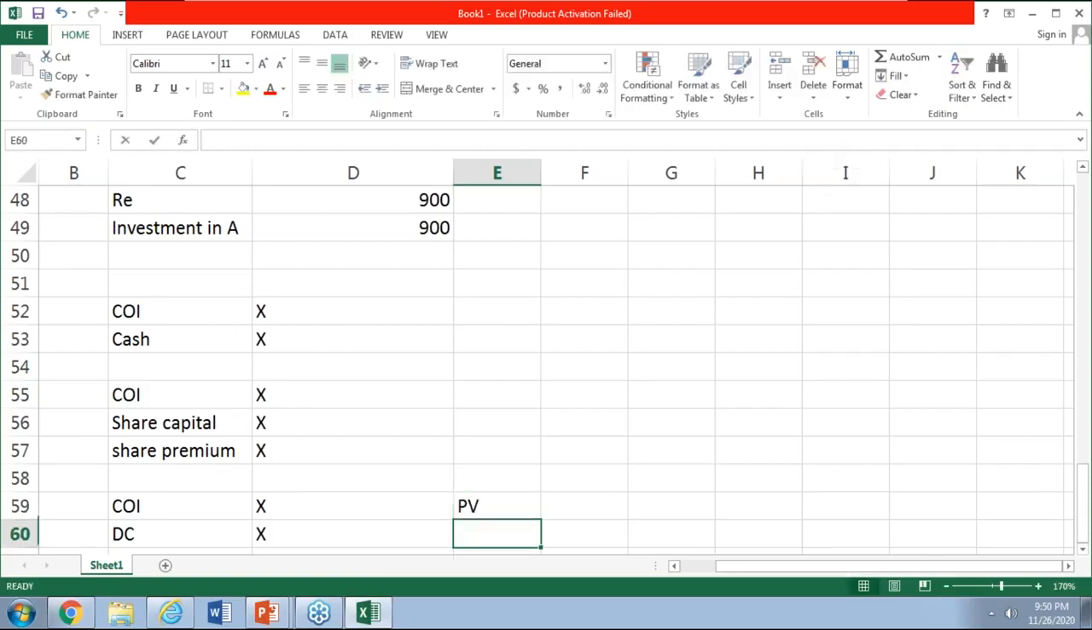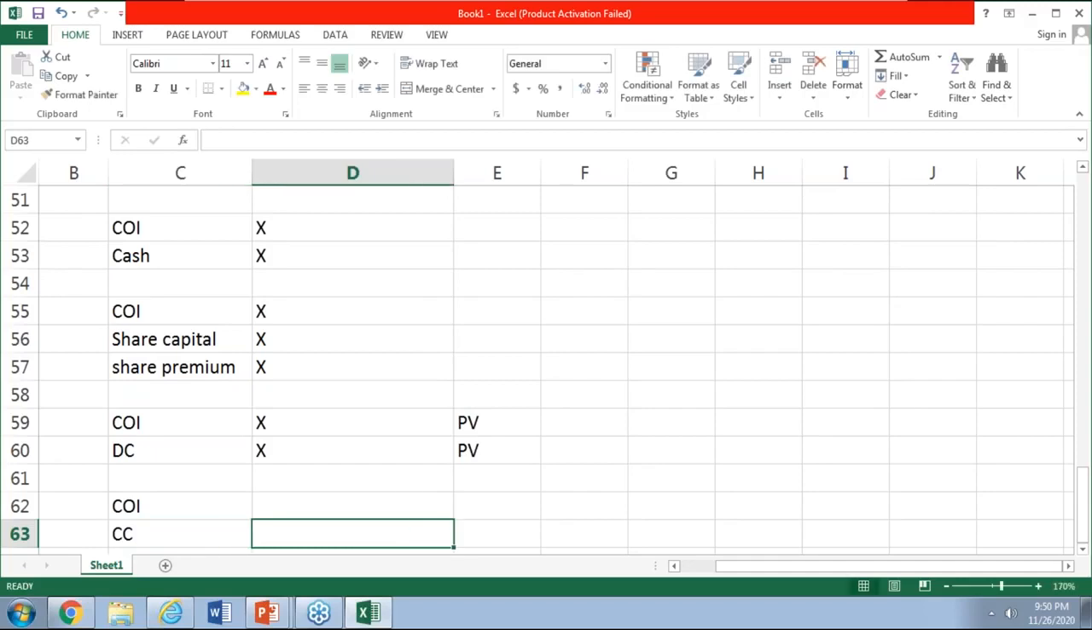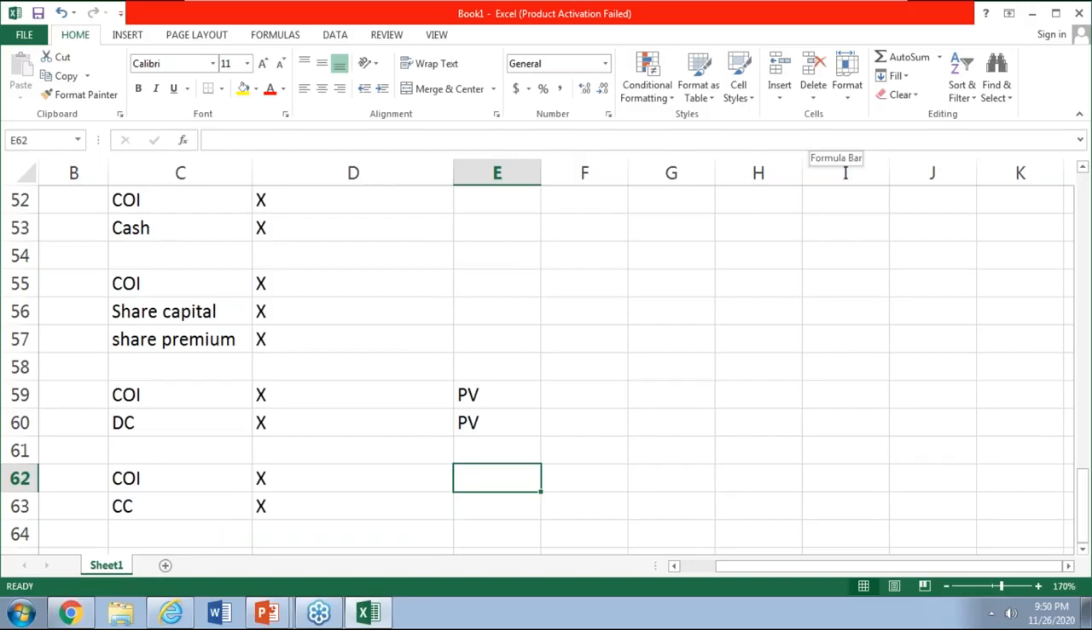IFRS 3 says that whenever we have deferred consideration, it should be recorded at the present value. Part of the consideration might be in the form of contingent consideration. Contingent consideration is similar to deferred consideration, but it is a conditional payment. The basic difference is that deferred consideration will be paid in the future, but it is an unconditional payment; we will have to pay in all cases. With contingent consideration, we will be paying in the future, but it is conditional. Conditional payment means if a particular contingent, uncertain future event occurs, then we will have to make the payments. Otherwise, you don't need to make the payments. So it should be recorded at fair value.